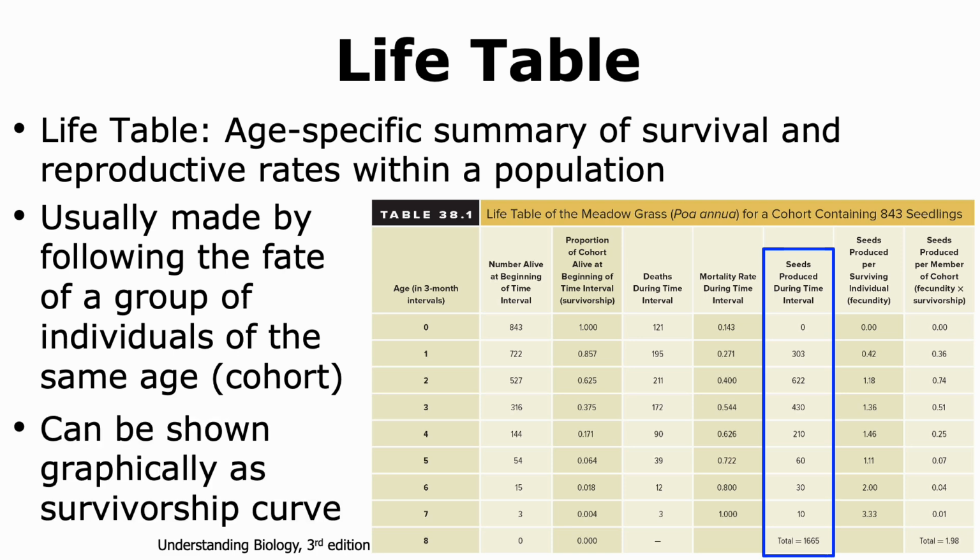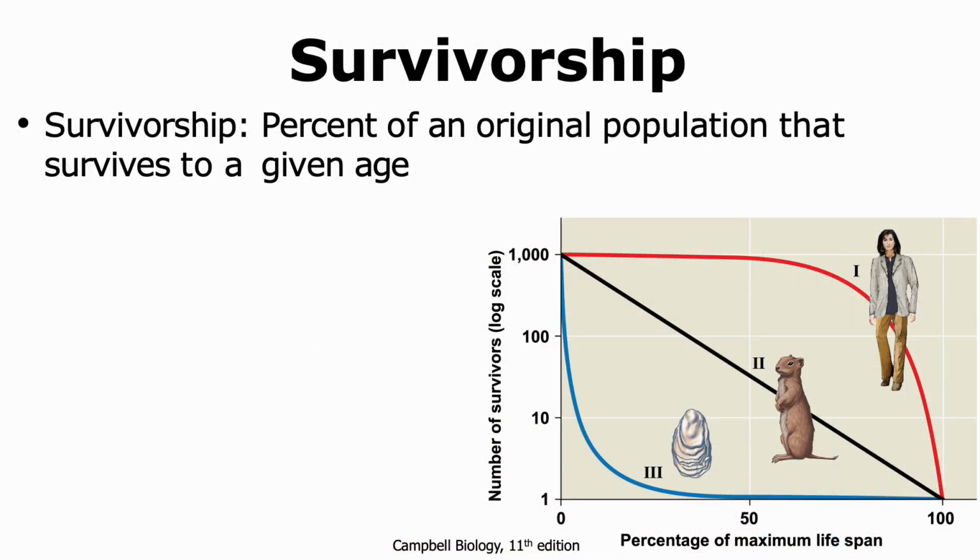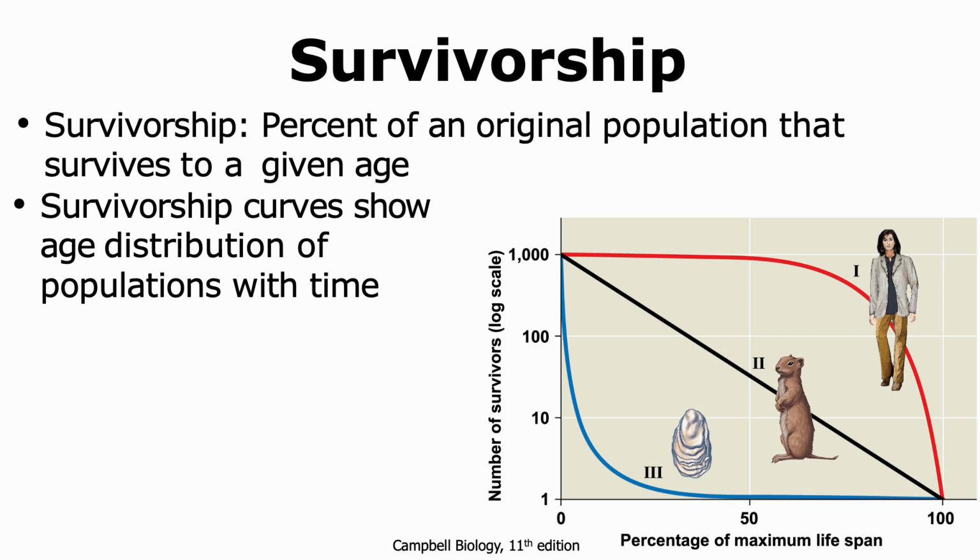Life tables can also be shown graphically as survivorship curves. A survivorship curve is a graphical representation of the percentage of an original population that survives to a given age. Survivorship curves show the age distribution of populations with time.